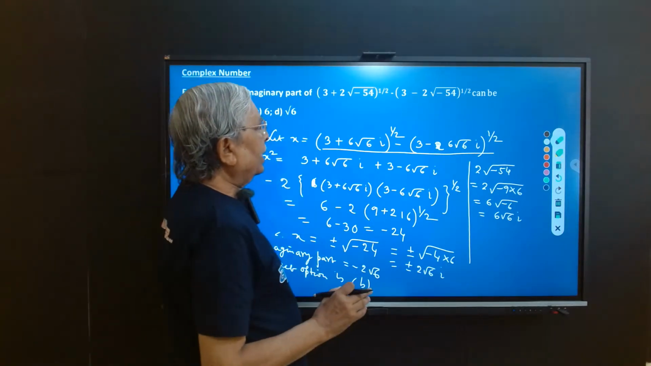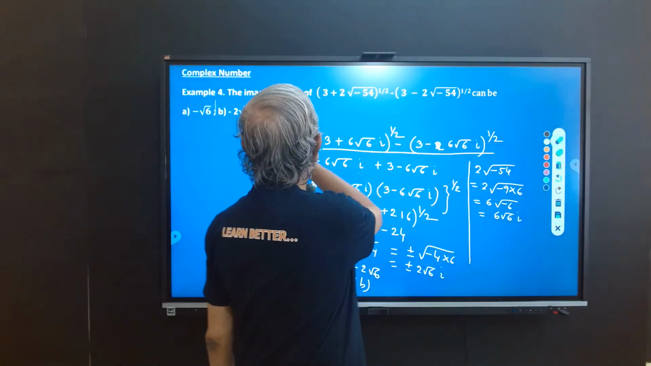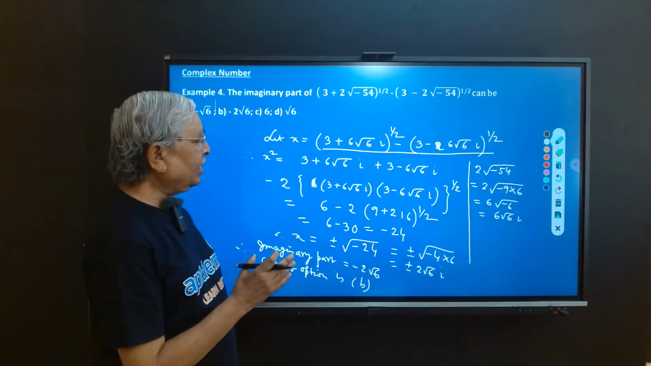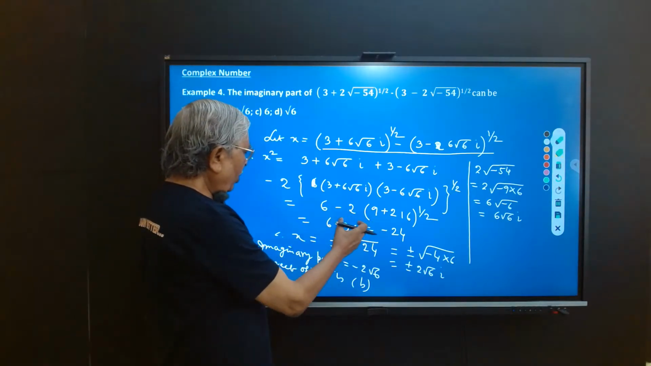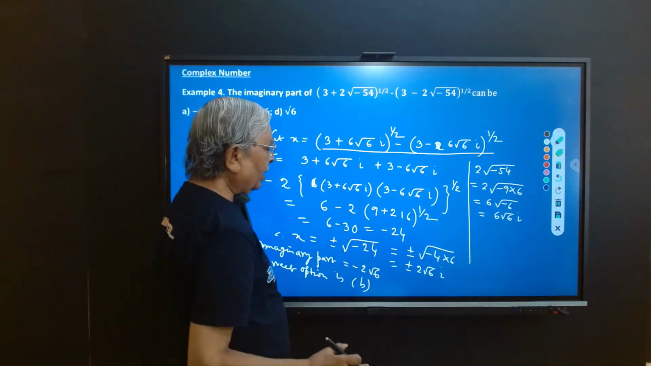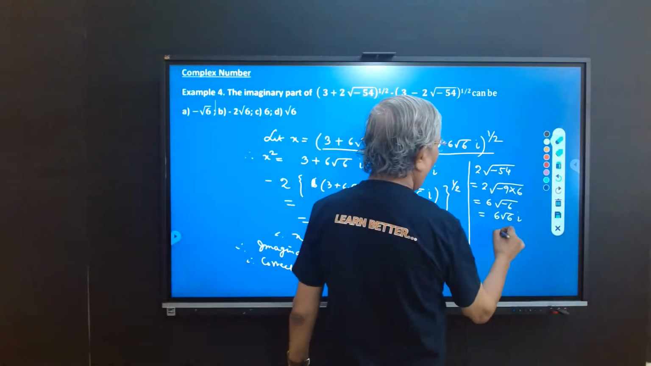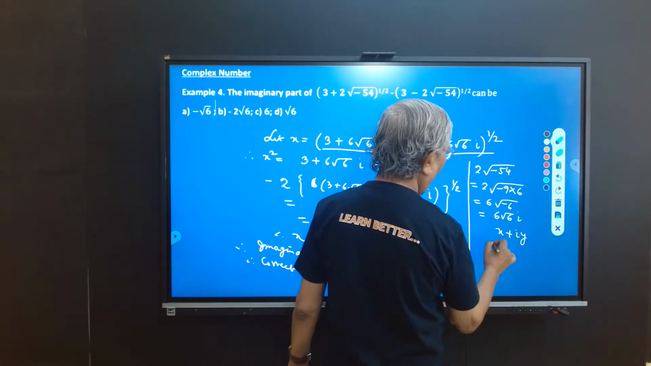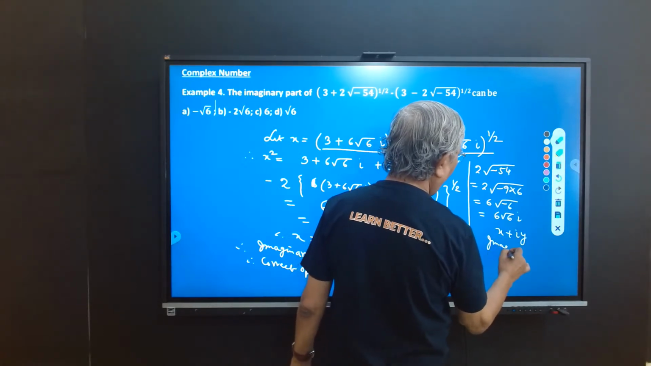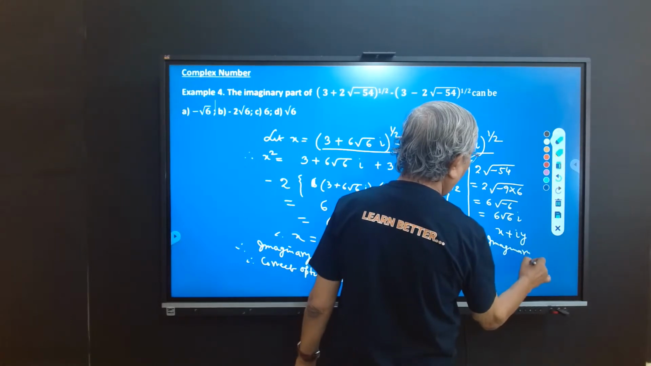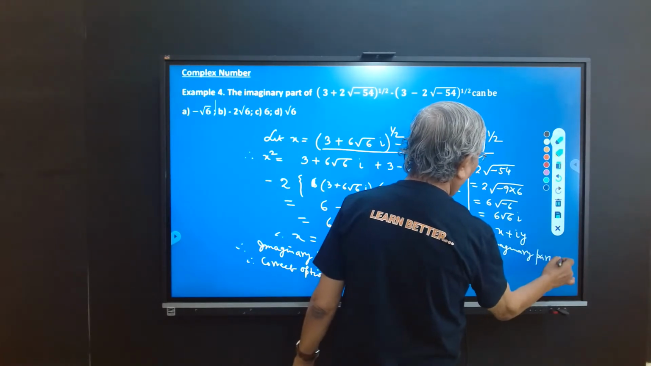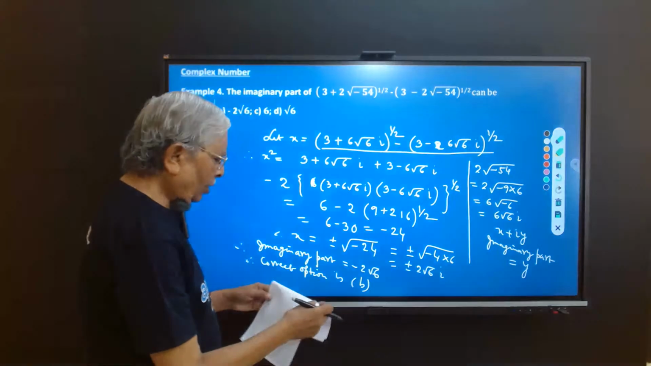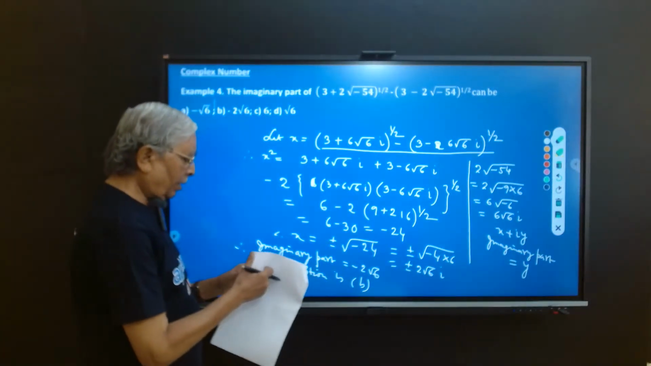What do you want? The imaginary part of this is one of these four. So we have taken x as this, squaring both sides. What you have got? Minus 24, x equal to plus minus this. Imaginary part, just now I have told you, if a complex number is of the form a plus ib, what is the imaginary part? When the real part is 0, imaginary part is nothing but y. So imaginary part is equal to y. So the imaginary part is 2 root 6.